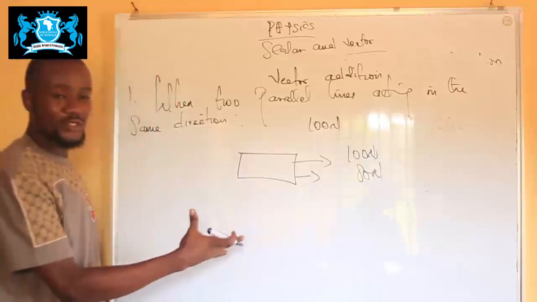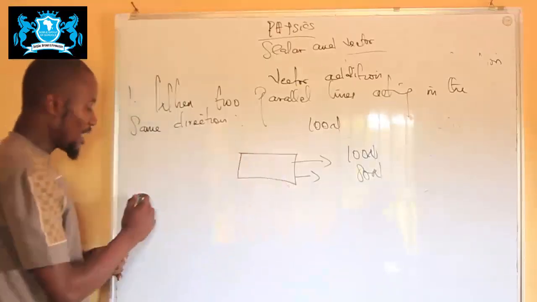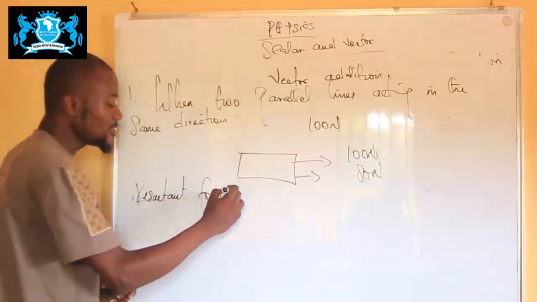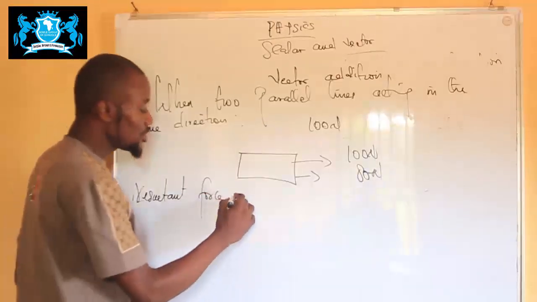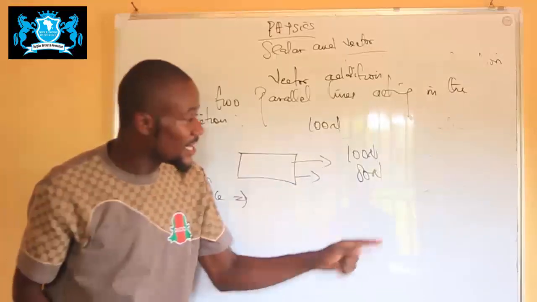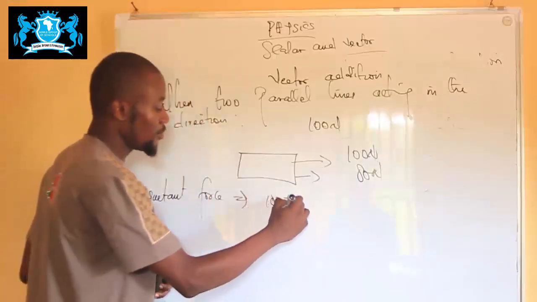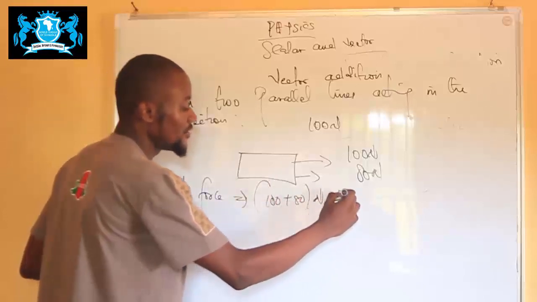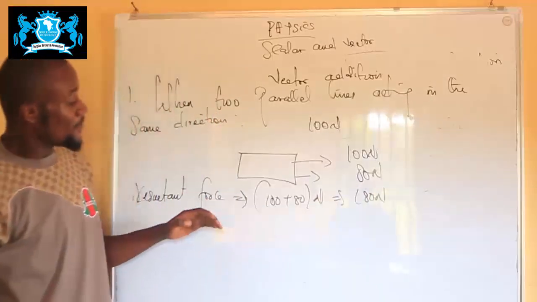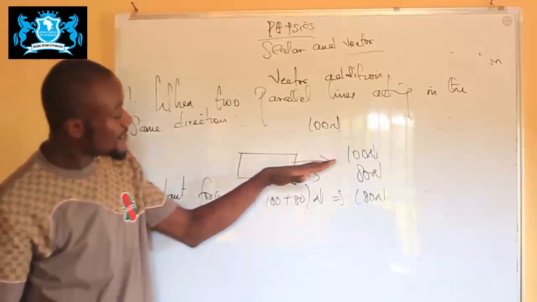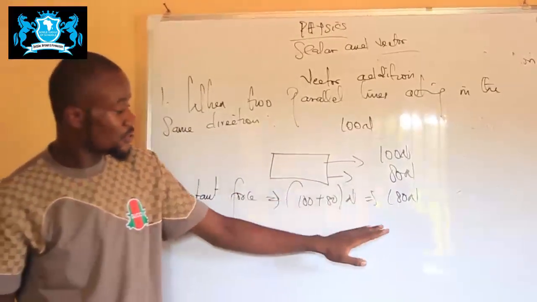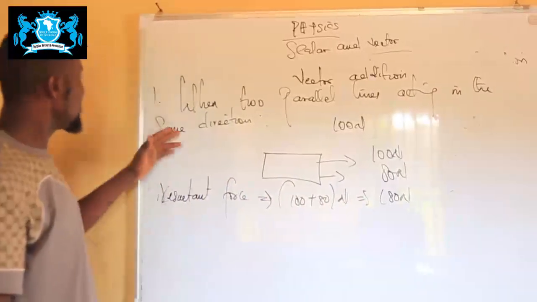Now the total force acting on this block of mass, which is the resultant force, is gotten by the summation of the 100 and the 80 because they are facing the same direction. So you have 100 plus 80, giving us 180 Newton. So the total or resultant force acting on this block of mass, because they are facing the same direction, is the summation of the two forces, 100 Newton plus 80 Newton, giving us 180 Newton. So this is the first condition.